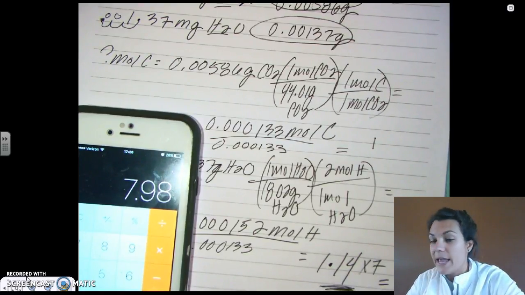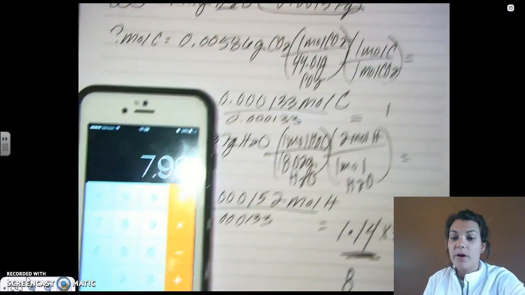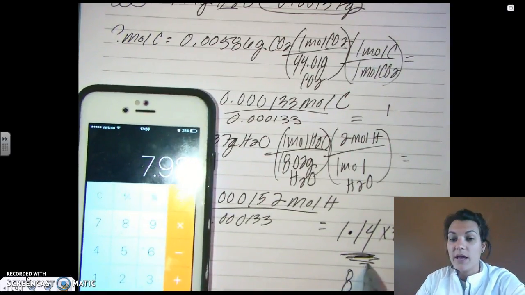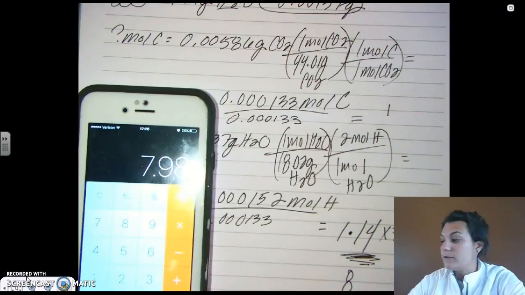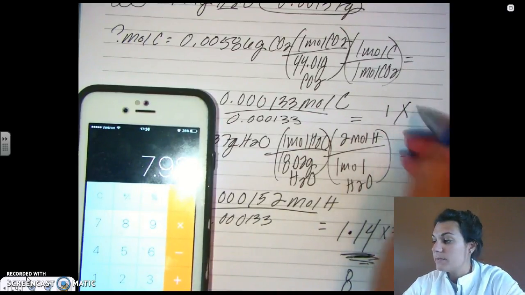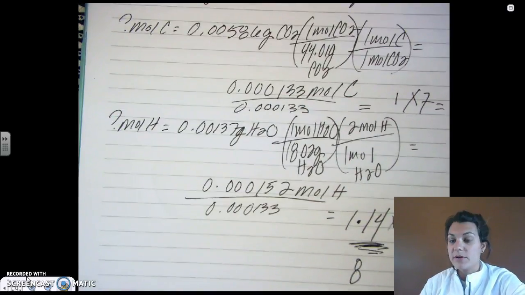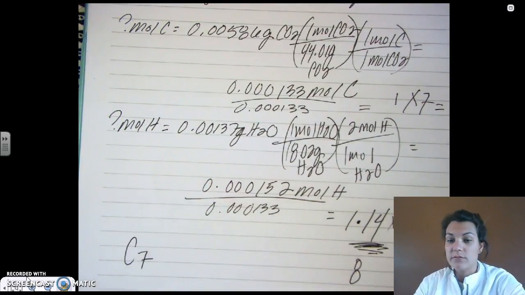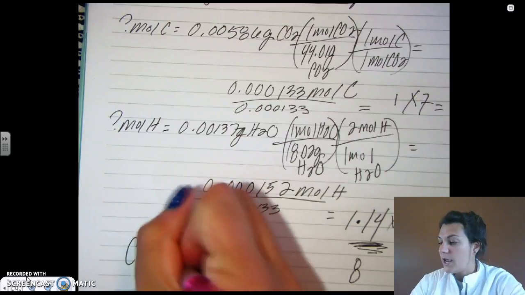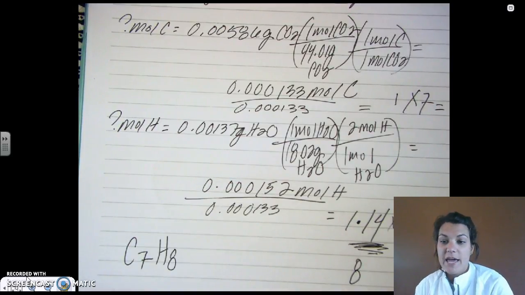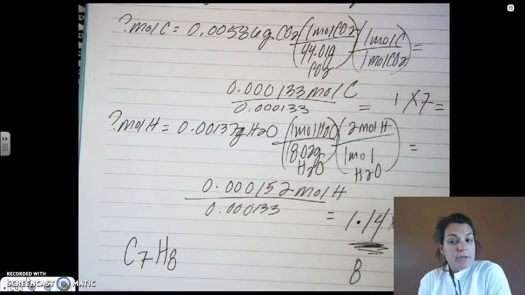So this will be H8. And if you remember, whatever I do to one of my elements, I have to do to the other one. So I have to do times 7 up here. So the empirical formula for this combustion reaction will be C7H8. Okay? And that's the empirical formula for toluene. So that's number 51A. Let me know if you have any questions.